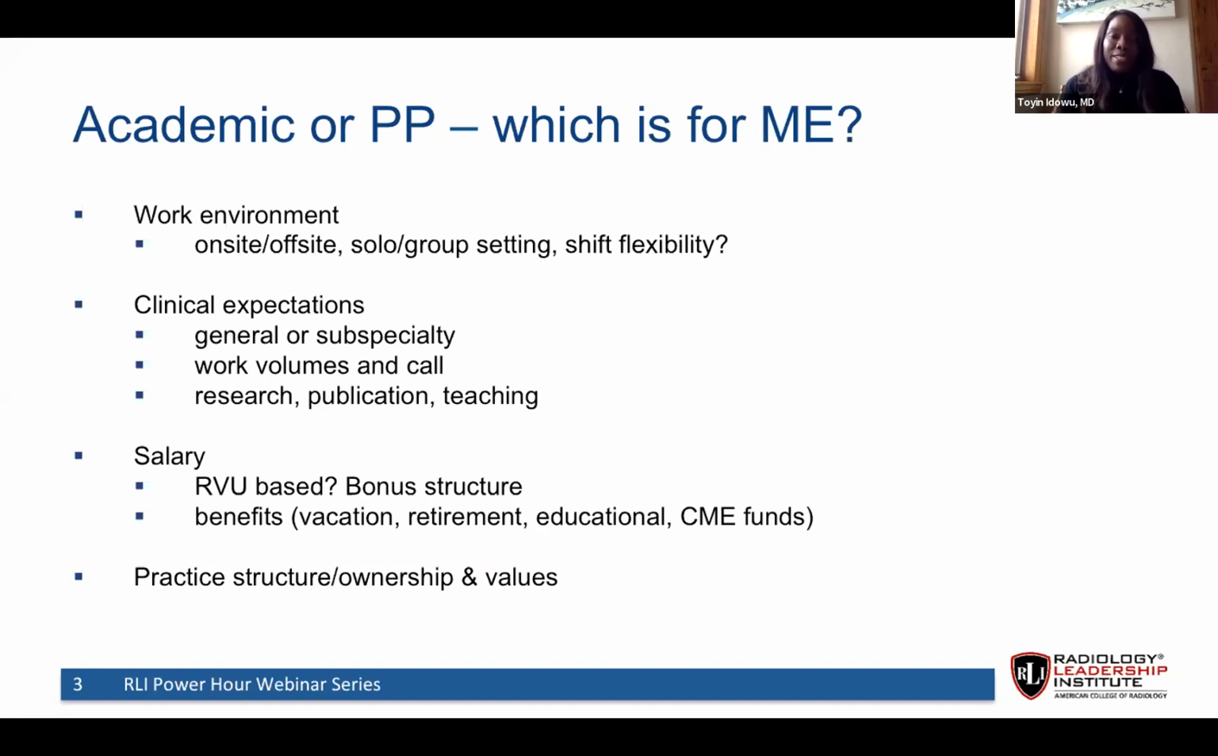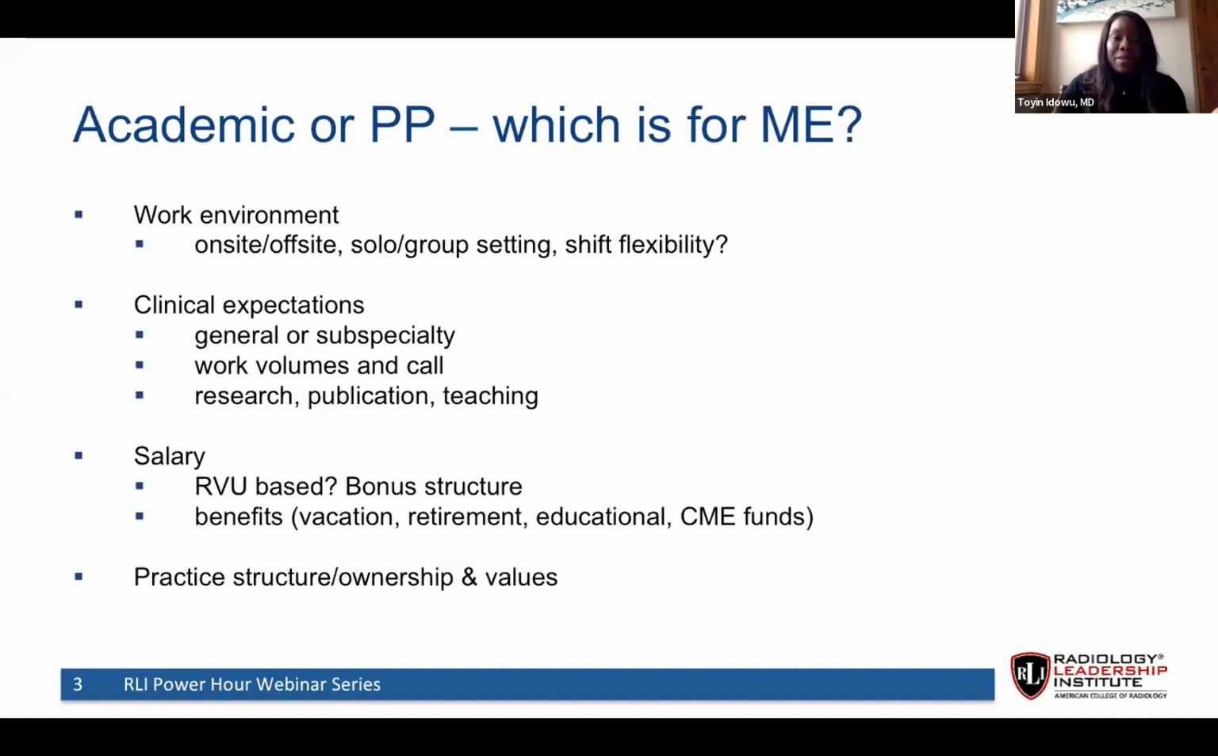Same thing with shift flexibility. You might be at the kind of practice that's large enough for you to work a certain amount of time per week, 80%, 100%, 50%, or you might be at the kind of practice that is really strict with the type of hours that they want to work. That can vary both in academic and private practice, typically a little bit easier with academic practices, but these are just questions that you want to ask about the potential work environment that you're looking at.